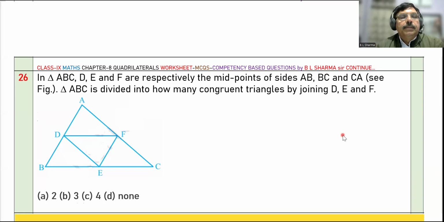This is multiple choice questions of class 9, chapter 8 quadrilaterals, and we already have 25 questions done. You can see in my previous videos. And now question number 26 is on your screen. In triangle ABC, D is the midpoint of AB, E is the midpoint of BC, F is the midpoint of AC.